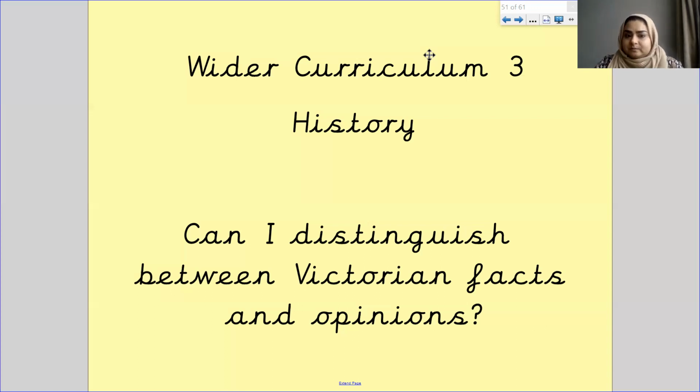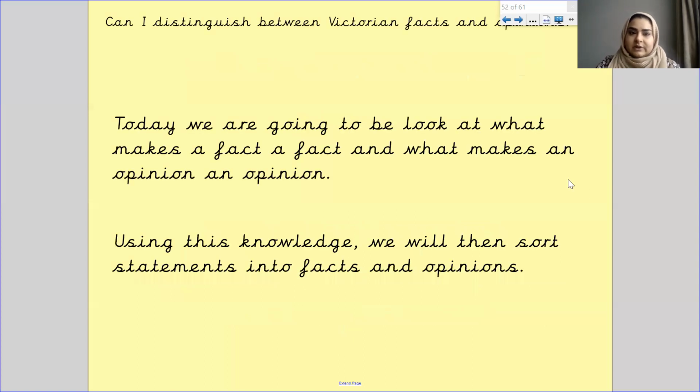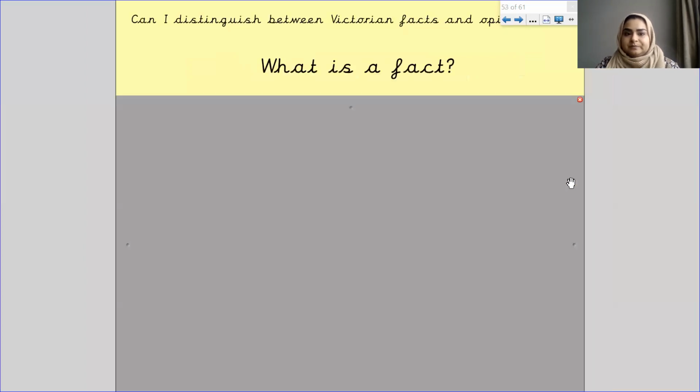So today, our learning objective is, can I distinguish between Victorian facts and opinions? Today we are going to be learning about what facts and opinions are, and our facts and opinions are going to be about the Victorians. We are going to be looking at what makes a fact a fact and what makes an opinion an opinion. Using this knowledge, we will then sort statements into facts and opinions.